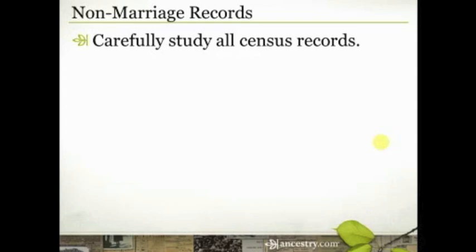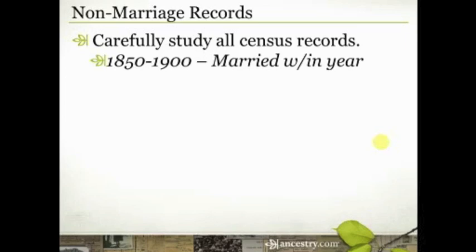First off, you're going to want to collect all of the census records for your ancestors' lifespan, particularly the lifespan after they were an adult. Of course, you're going to want those records when they were a child as well, but particularly after they're an adult and they're living with their spouse and their children, and there are a few things you need to know or pay attention to.